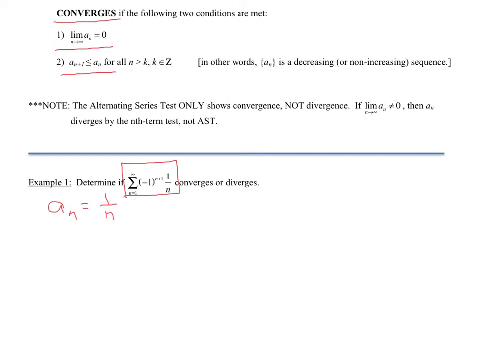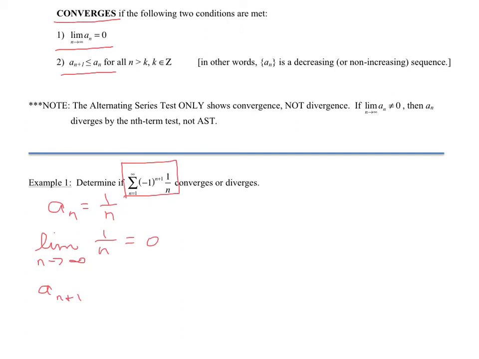You could also go ahead and run through. So the limit as n goes to infinity of 1 over n does equal 0, so AST would apply. And then we've got the term a sub n plus 1.